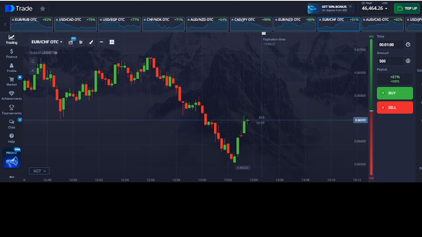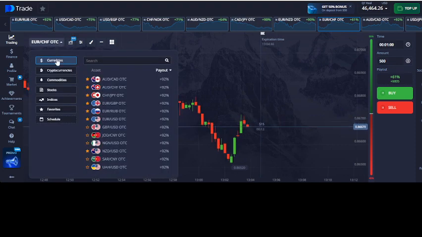So today I'm on the Pocket Option platform and I'm going to be trading OTC currency pairs here. So if you click on the assets here on the platform, currencies, I have the OTC pairs highlighted here so that way they show up at the top of the chart.